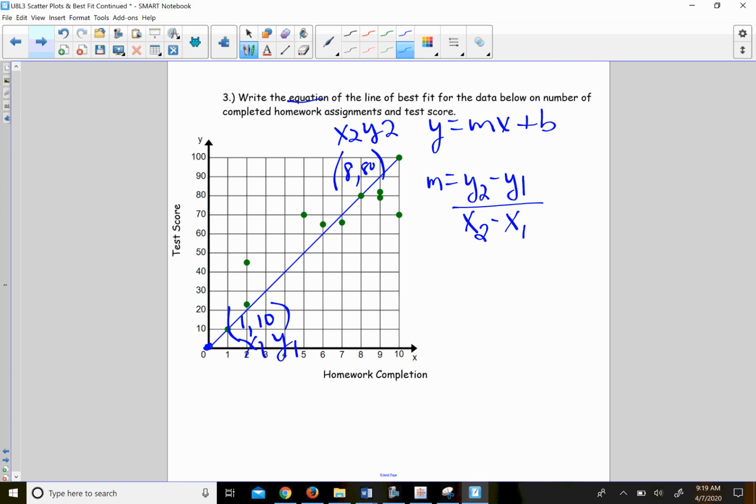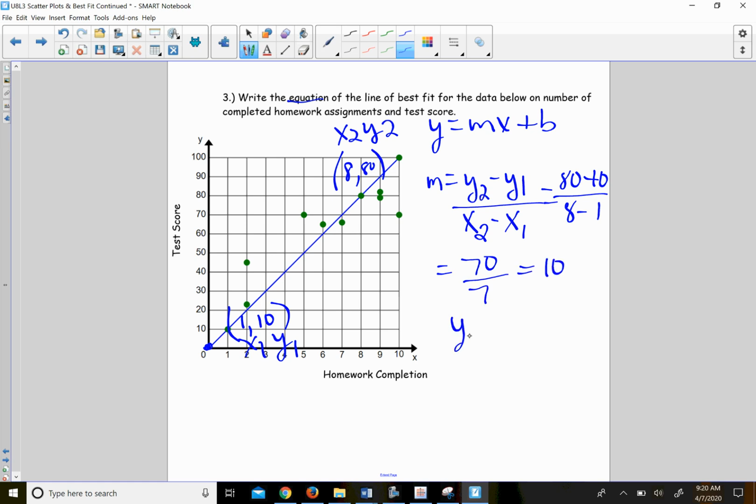In number 3, I already labeled my 2 points. I have 1, 10 and 8, 80 as my 2 points, so I'm looking for the slope. So I'm going to take the second y of 80 and subtract the first y of 10, over the second x, which is 8, minus the first x, which is 1. So we're looking at 70 divided by 7, which is worth 10.